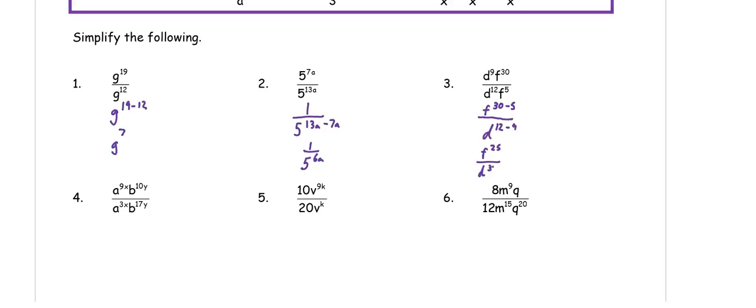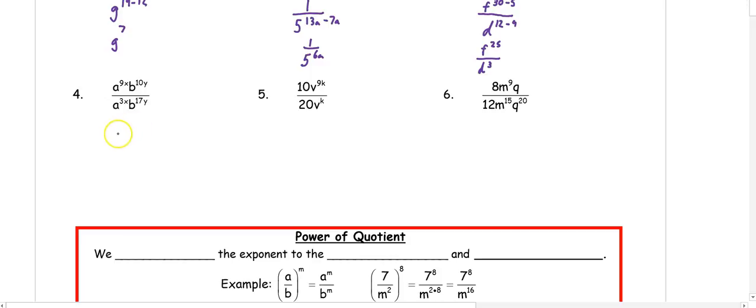Number 4, same idea. We have a and b. A to the 9x over a to the 3x. 9x is larger, so a is going to go into the numerator. So a to the 9x minus 3x. B to the 10x is in the numerator, and b to the 10y. B to the 17y is in the denominator, which is larger. So b to the 17y minus 10y. When I simplify, I'm left with a to the 6x over b to the 7y.